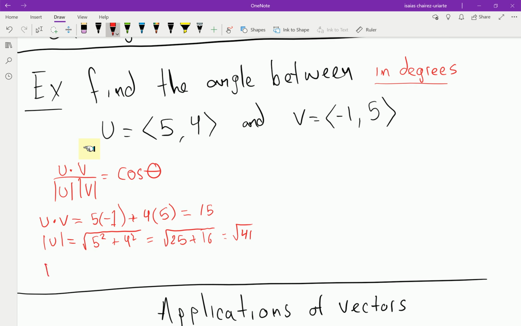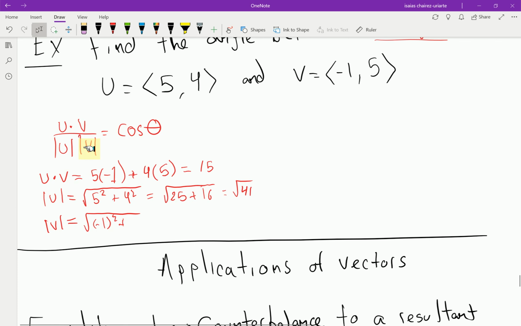Now I need to compute the magnitude of V. The magnitude of V is the square root of -1 squared plus 5 squared. So that becomes 1 plus 25, which is the square root of 26. 26 is just 2 times 13, so there's no perfect square, and that's all we can do there. That's just my preliminaries, my scratch work.